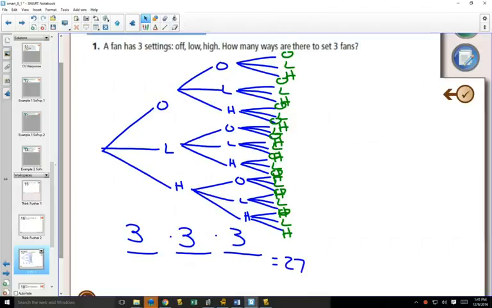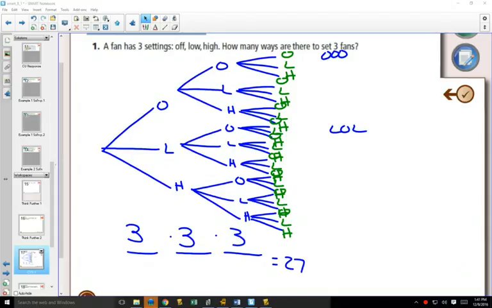But if we had to list them systematically, then the tree diagram would be nice because you could just go across. Like you go across the top, and which is the first one you get? There are some really good ones in here. This is my favorite. Whenever you have 3 fans, it's always nice to have the first one on low, second one off, and the third one on low.